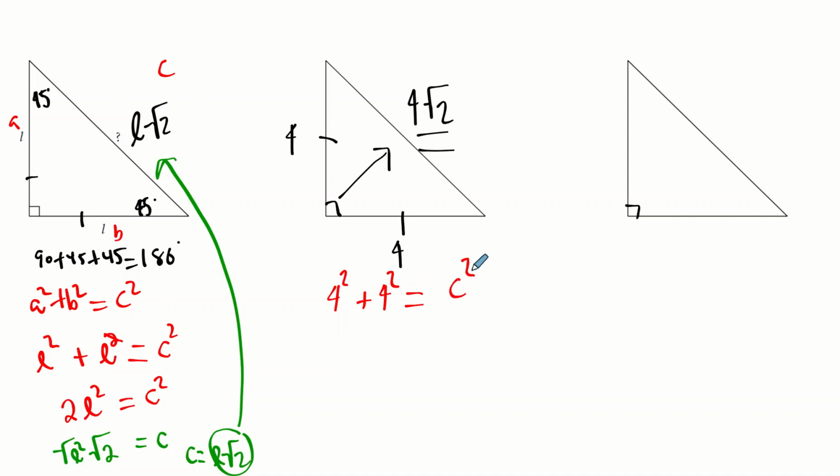Now we're trying to figure out what the length of the hypotenuse is. Similar to the previous one, we have 4 squared plus 4 squared. That means that we have 2 of those, right? So we can just say this is 2 times 4 squared. We have 2 of those. That is equal to c squared.